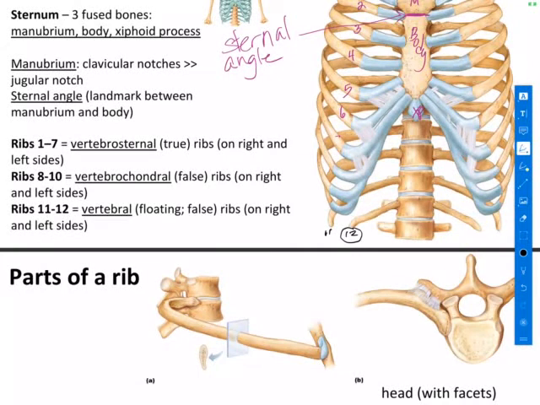So ribs 1 through 7 are considered to be vertebral sternal ribs. And the reason they're called vertebral sternal is because each rib attaches to the sternum using its own piece of cartilage.